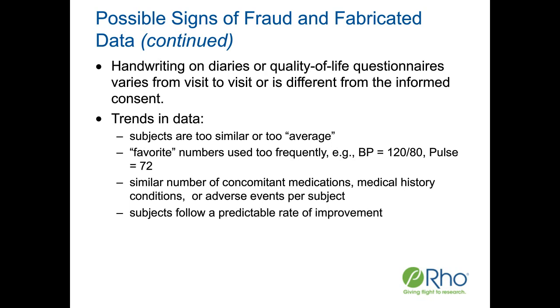Sometimes we might see similar number of concomitant medications or medical history conditions or adverse events for subjects. And sometimes these are actually patterns or trends that we can pick up through a visual review, and often they are only detected in a data review. And what if we see a site where subjects follow a predictable rate of improvement? Again, something to question.